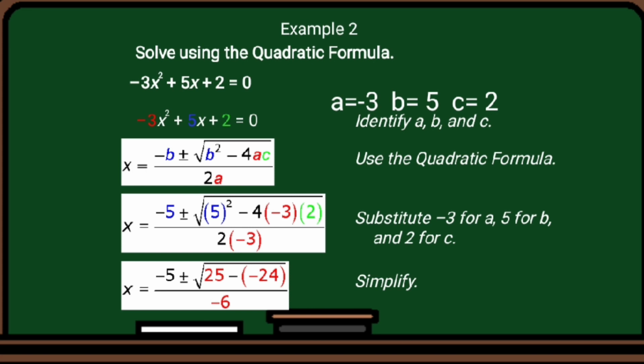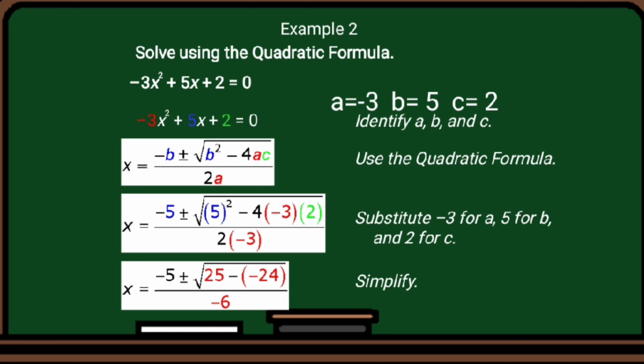The given quadratic equation is negative 3x squared plus 5x plus 2 is equal to 0. Let's identify A, B, and C. A is equal to negative 3, B is equal to 5, and C is equal to 2. Then, use the quadratic formula. X is equal to negative b plus or minus the square root of b squared minus 4ac all over 2a. Then, let's substitute negative 3 for a, 5 for b, and 2 for c.